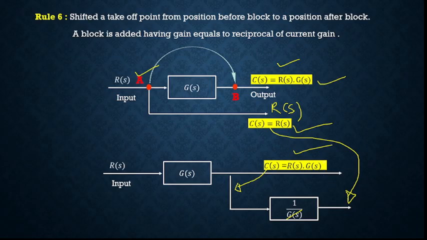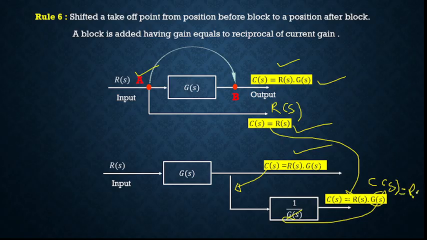So this G(s) will get cancelled and you are going to get C(s) equal to only R(s). So this G(s) will get cancelled here. Correct? So this will be having C(s) equal to R(s). Whenever you are shifting a takeoff point which is before a block to a point after the block, you need to multiply it with the reciprocal of the current gain of the system. So this is what, point A, we have shifted it to point B.